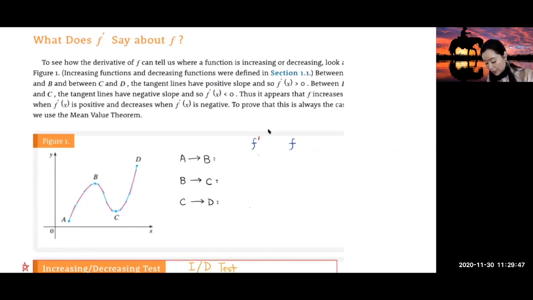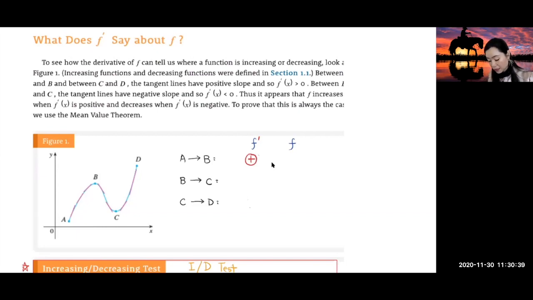Now from A to B over here, let's look at the first derivative. The first derivative corresponds to the slope of the tangent. So I draw tangent lines on those points between A and B. You see the tangent lines are increasing from left to right. When the line is rising from left to right, the slope will be positive. So the first derivative will be positive from A to B.